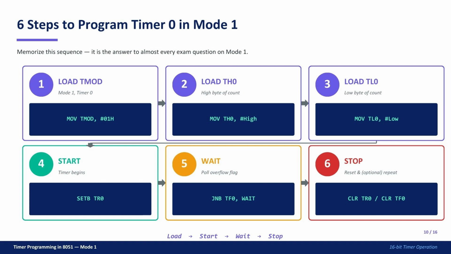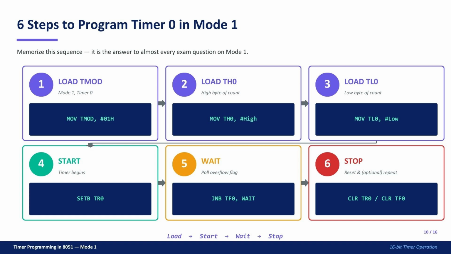Load TH0 with the high byte of the calculated initial count. Then we are loading TL0 with the low byte of that count. Then we are starting the timer by setting TR0 equal to 1. From this moment on, the timer is counting.